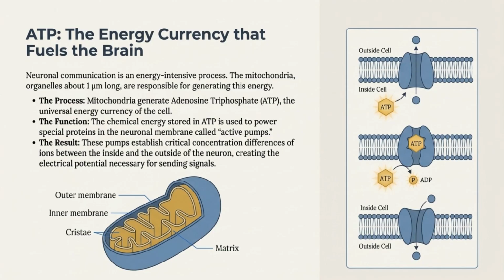Next, we examine ATP, the energy currency that fuels the brain. Neuronal communication is an energy-intensive process driven by the mitochondria, small organelles about 1 micrometer long. They generate adenosine triphosphate, or ATP. This chemical energy is used to power special active pumps within the neuronal membrane. By doing so, these pumps establish critical ion concentration differences between the inside and outside of the cell, creating the electrical potential necessary for sending signals.